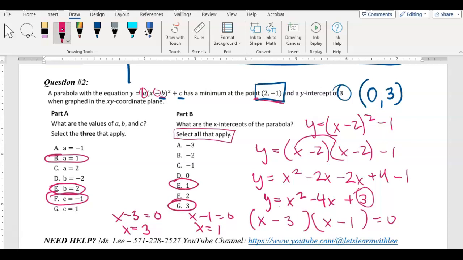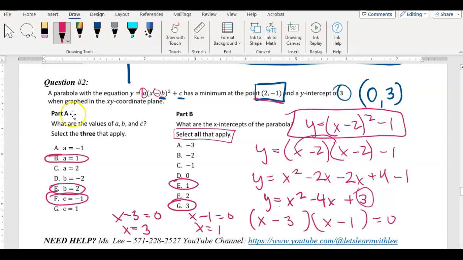All right. If you get an equation in any form, you can always turn it back into another form and then manipulate it, right? So in this case, we had it in vertex form. This right here is vertex form, right? I turned it into standard form, and then from standard form, turned it into factored form.